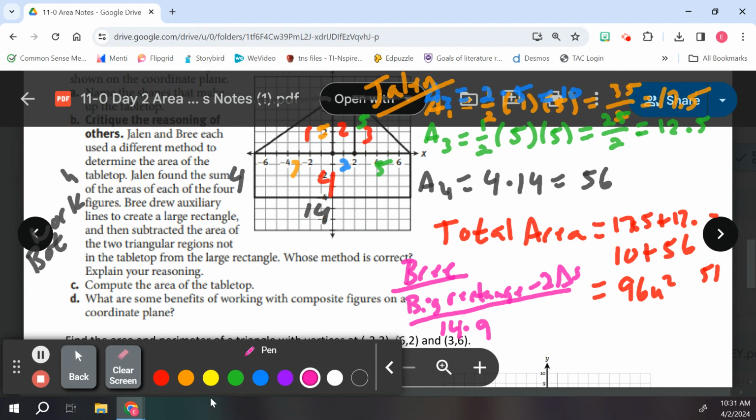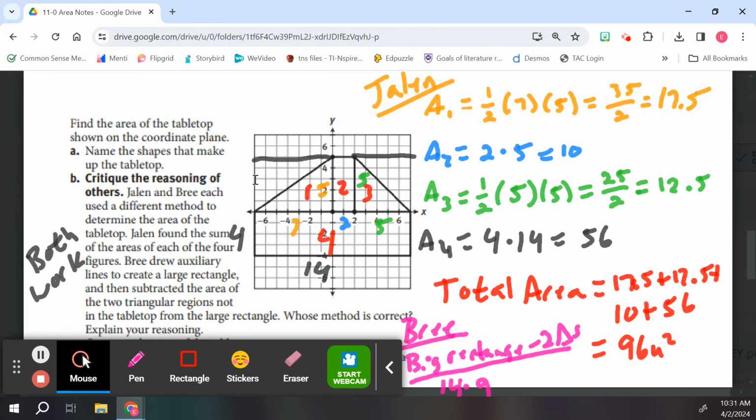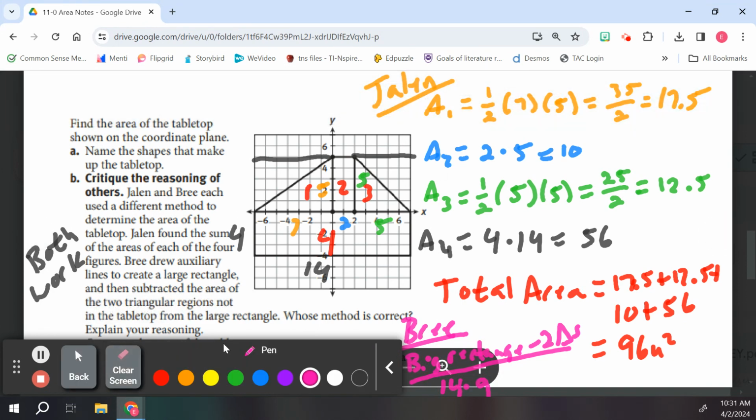And where am I getting the 9 from? Well, I'm getting the 9 from here, because if we count, that's 4. 1, 2, 3, 4, 5. There's an additional 5 to make up that big rectangle.